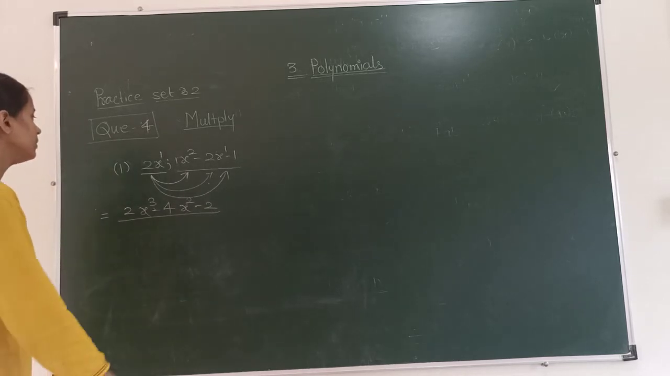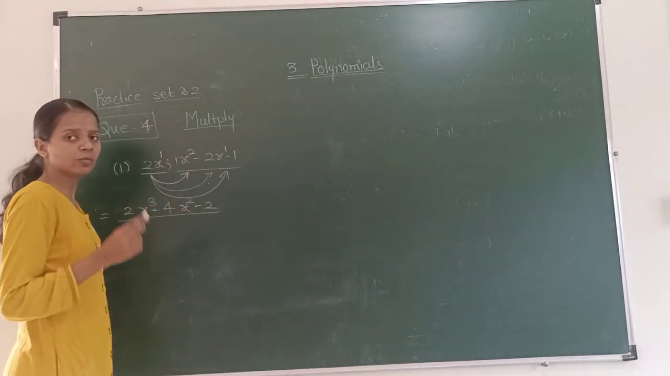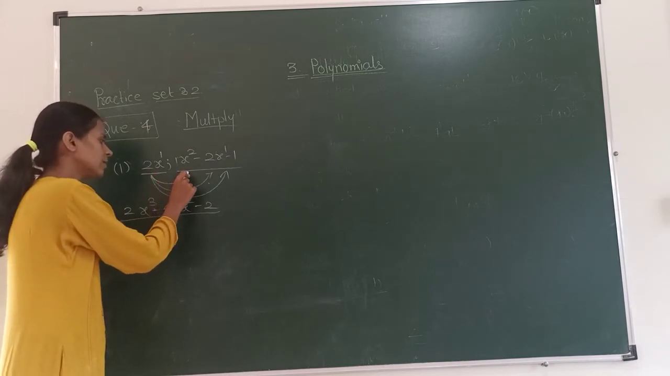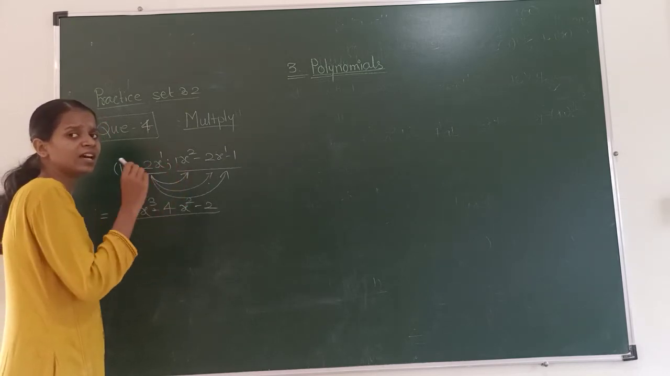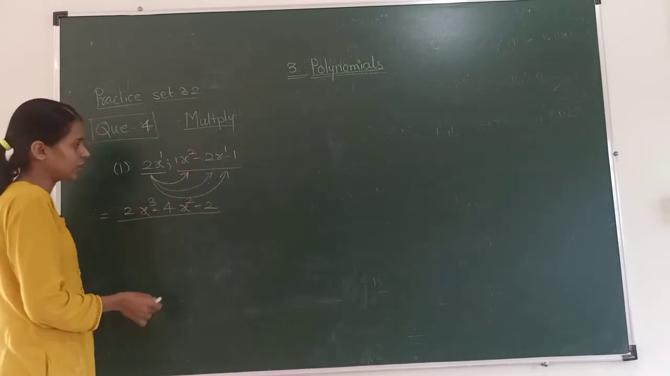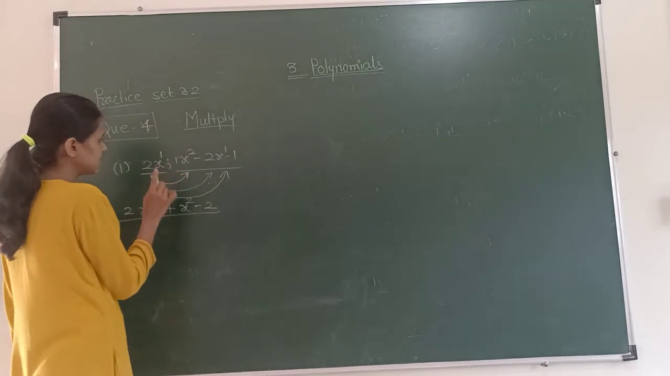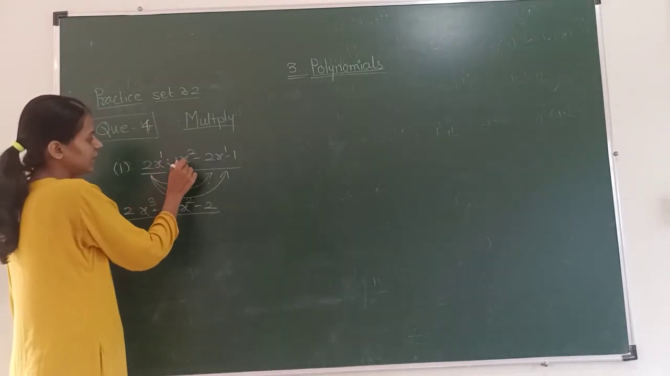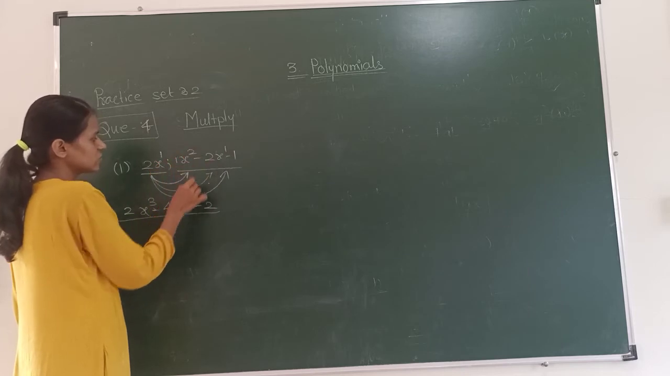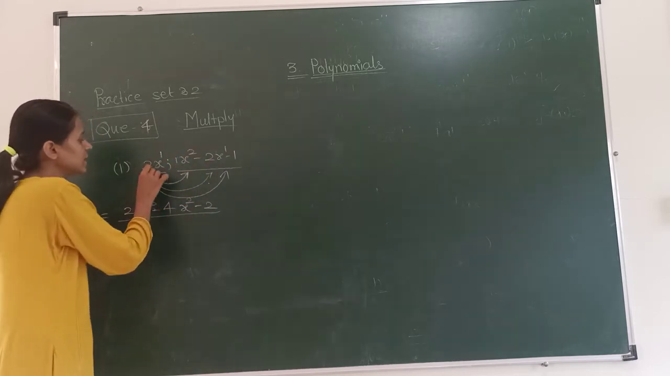Why is it so? Because they have given us two polynomials, we have to multiply each single term of the first polynomial by each term of the second polynomial. So 2x is the first polynomial, we will multiply it with each term in the second polynomial. 2x into this x raised to 2.